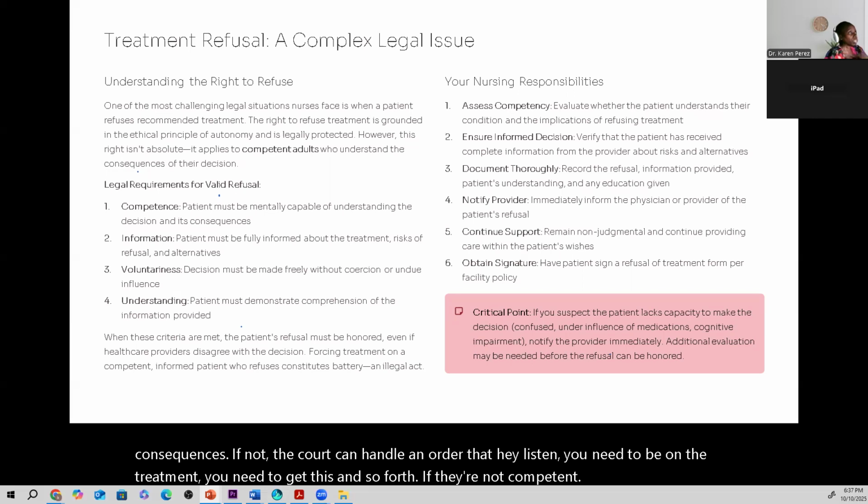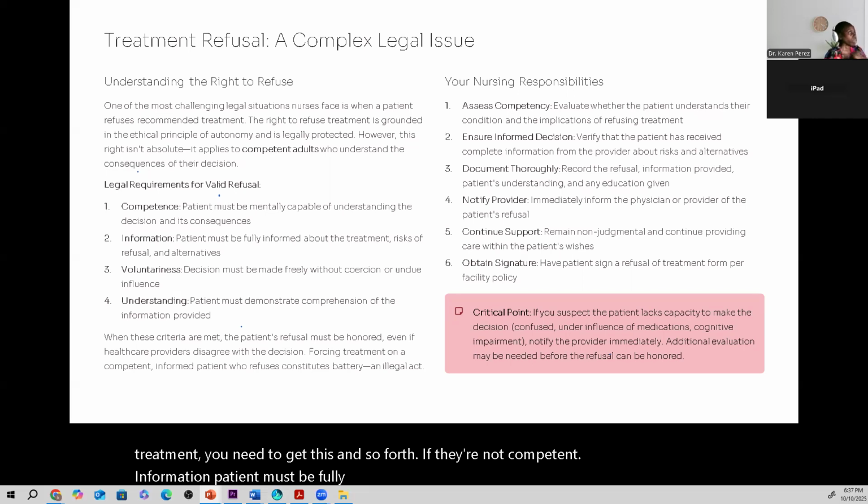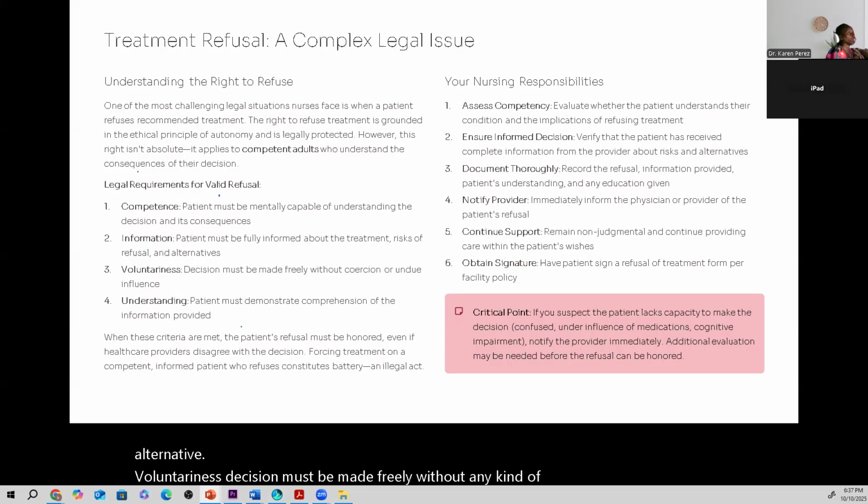Information: the patient must be fully informed about the treatment, the risks, the refusal, and alternatives. Voluntariness: the decision must be made freely without any kind of coercion or undue influence. There are two stories that I'm going to tell you that line up so much with this.